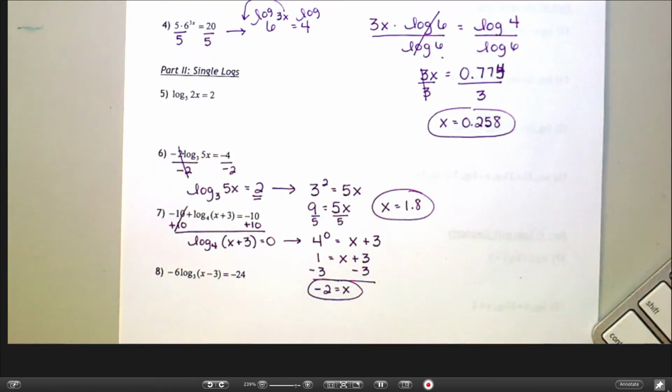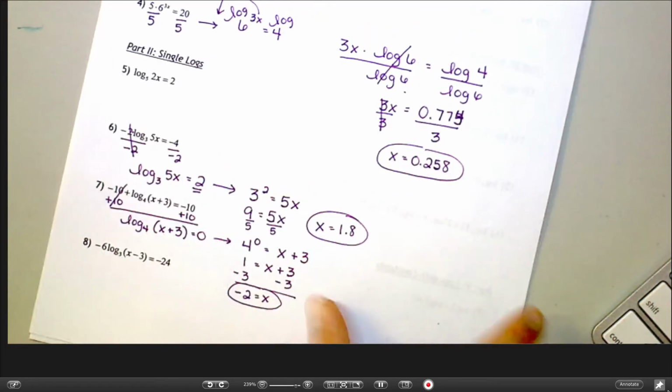Okay. I was just going to say, let's head to the back. So number 10. Now number 10, I've got 2 logs that are equal to each other. And I don't have any other numbers floating around, right? I don't have any numbers there that are not already attached to a log. Okay? So that's going to make life really easy for me.